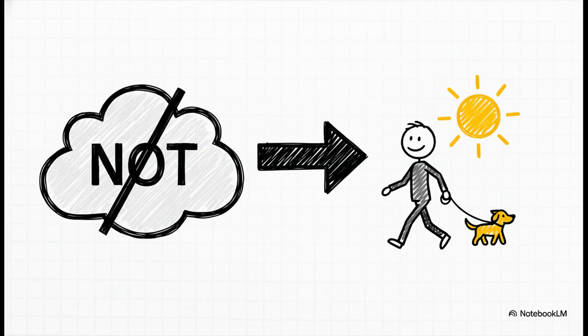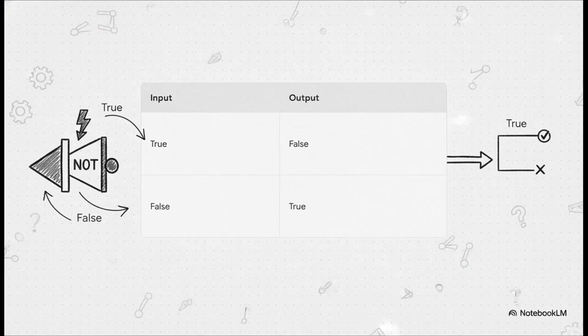Simple as that. To put this in just plain English, imagine you decide, I'm going to go for a walk if it is not raining. See? Your entire decision hinges on the opposite of the condition it is raining being true. It's a really straightforward but super powerful concept. So this little chart here, this is what's called a truth table, and it's the perfect way to see the rule in action. As you can see, if the input is true, the not operator spits out a false. And if the input is false, boom, the output becomes true.